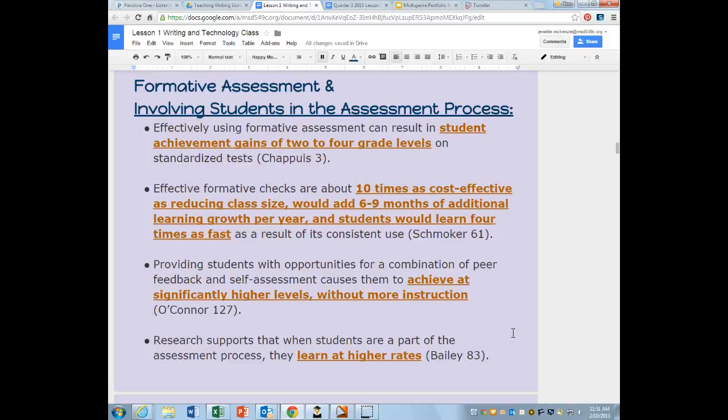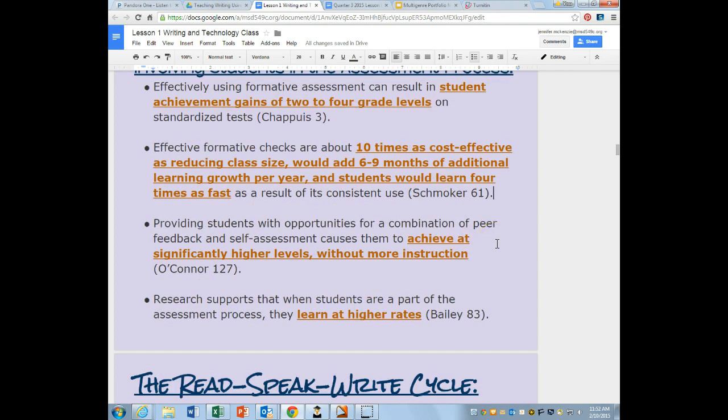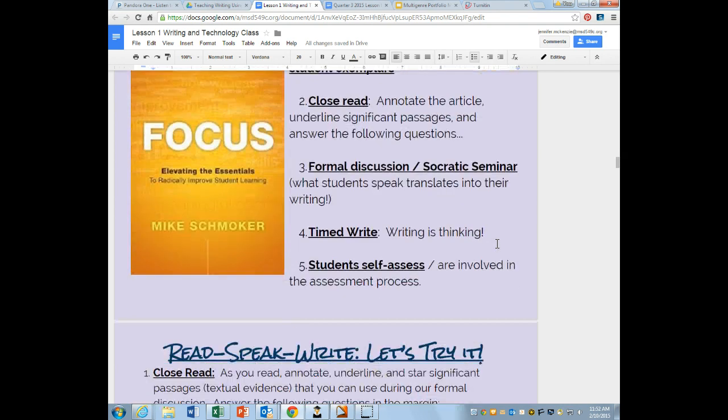Then we moved into talking about formative assessment. I won't read this entire slide to you, but all of the resources that our district has used in the past couple of years speak to how important formative assessment is. I'll share this one quote with you. Formative assessment can be 10 times as cost effective as reducing class size, would add 6 to 9 months of additional learning growth per year, and students would learn 4 times as fast, if you're constantly, daily doing formative checks in the classroom. That's why they're so important.